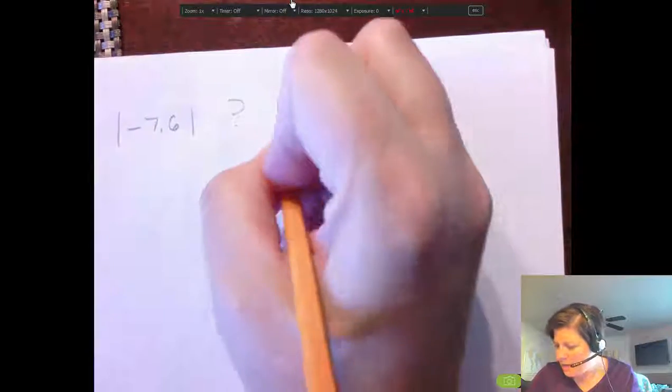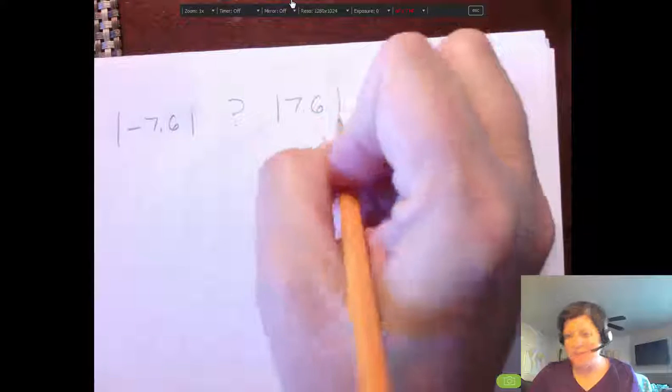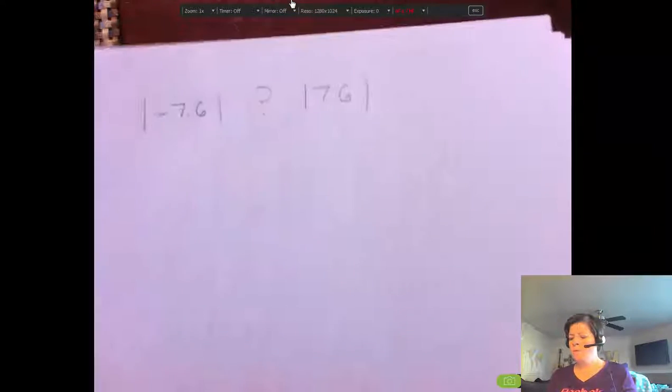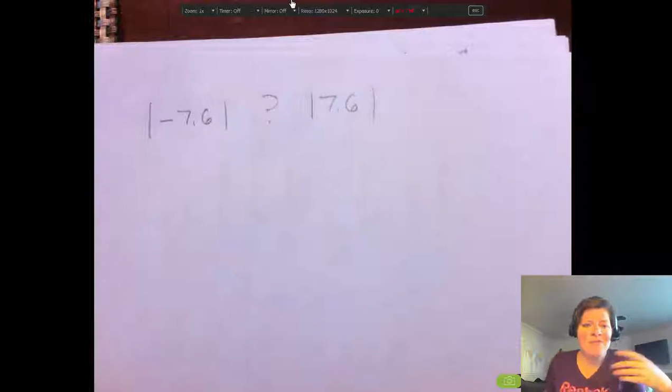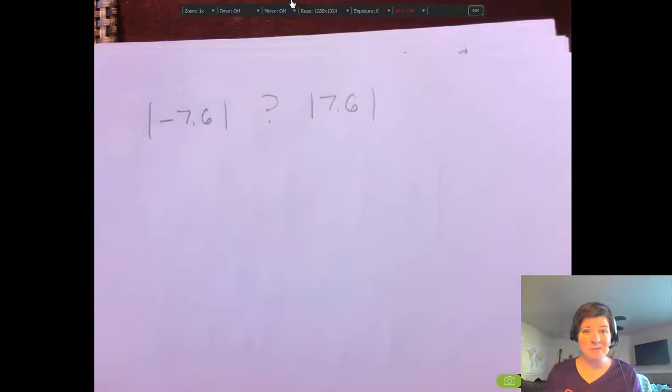Okay, so what if I have, like, -7.6, and we want to know if that's bigger than or greater than... let's just do 7.6. How are those two related? Well, I take the absolute value of this one, I take the absolute value of this one. What is the absolute value of -7.6, or -7 6/10, right?